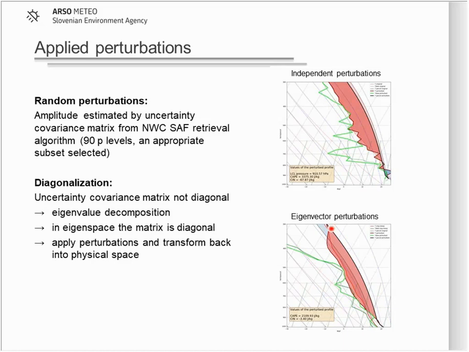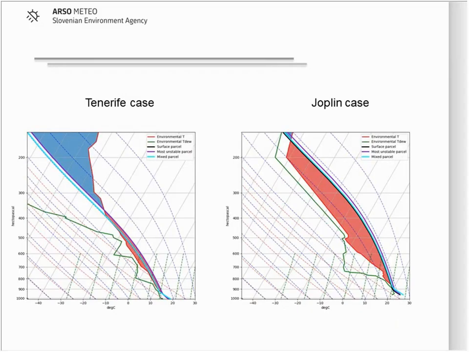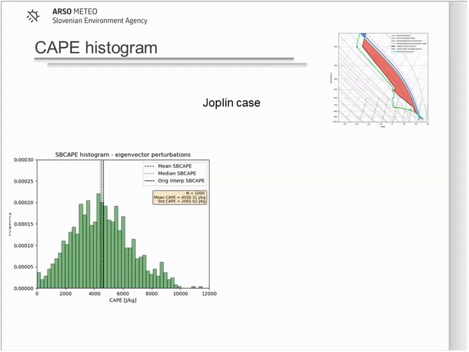And we did this 1,000 times for each kind of CAPE, and now I'm going to leave this. What we get is a histogram of CAPEs. What I'm showing here is a surface-based CAPE histogram for the Joplin case. What strikes us first is that this histogram has a huge spread. The standard deviation here is 50% of the original CAPE value.